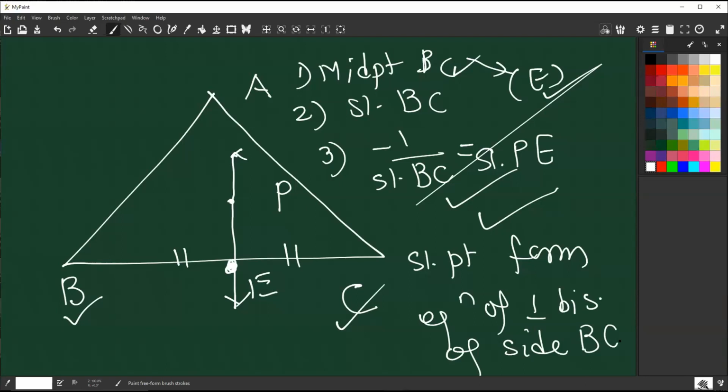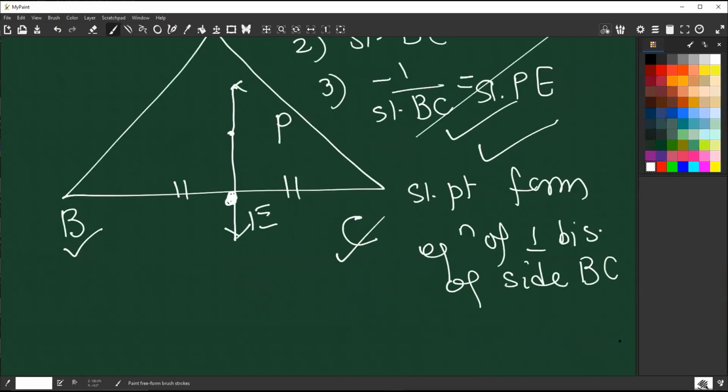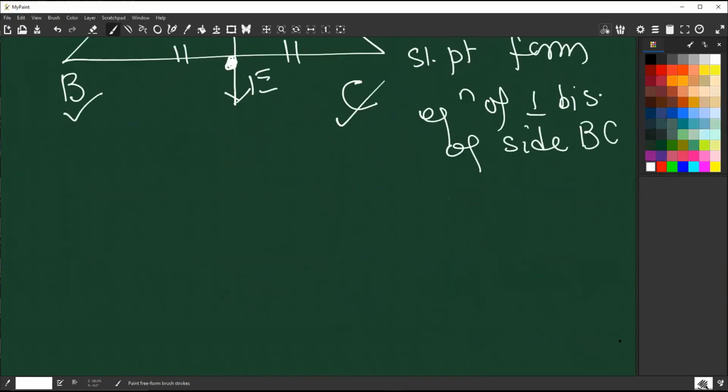So PE का slope मुझे पता है and PE is passing through E, which is the midpoint of BC. So I know the point, I know the slope. So I will use slope point form to get the equation of the perpendicular bisector of side BC. Am I clear? Somebody had said explain, Aishwarya, na? Okay, great. Then I will go to the next point.